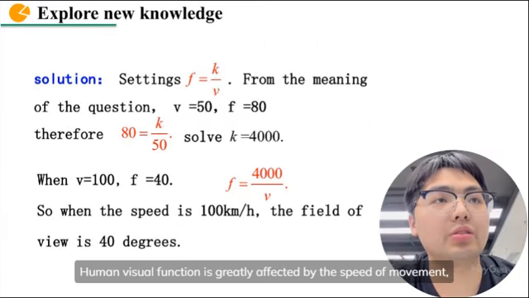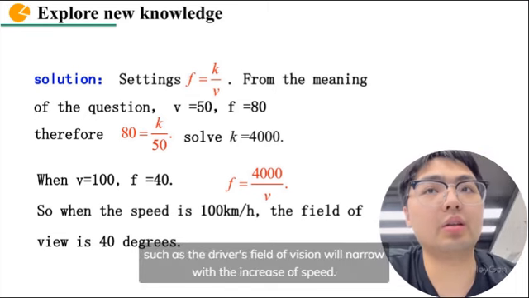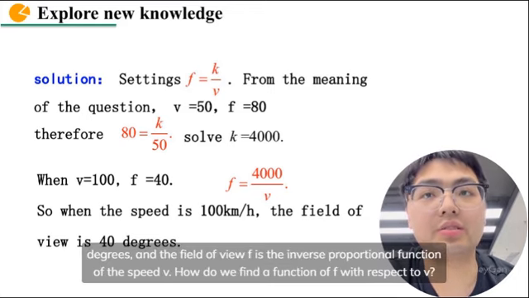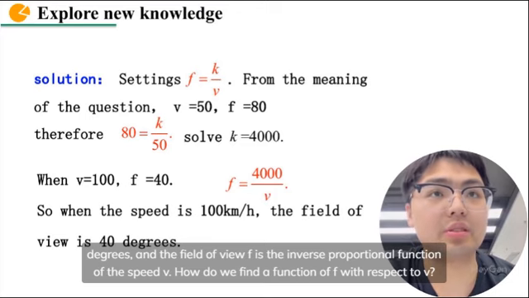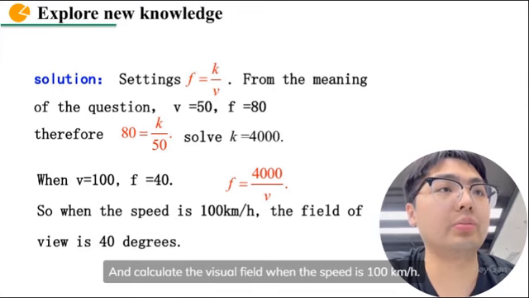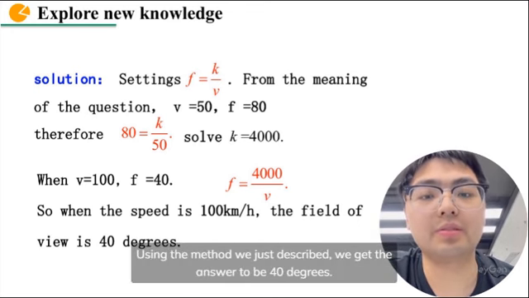Human visual function is greatly affected by the speed of movement, such as the driver's field of vision will narrow with the increase of speed. Suppose that when the speed is 50 km/h, the field of view is 80 degrees, and the field of view f is the inverse proportional function of the speed v. How do we find a function of f with respect to v, and calculate the visual field when the speed is 100 km/h? Using the method we just described, we get the answer to be 40 degrees.